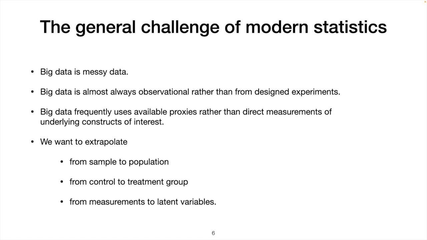Statistics always involve some extrapolation. In particular, there are at least 3 extrapolations that we want to draw. One is from the observed sample to the population, and 2 is from the control group to the treated group, if you think about it in the causal context. And 3 is from the observed measurement to the latent variable that you care about. You have to translate between these quantities.